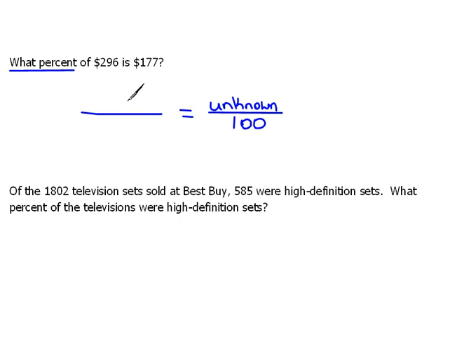Now we have to figure out the part and the whole, or you can think of it as the is and the of. And if you think about it that way, is 177, that is our part, or our is. Of 296, that's our whole, or our of part. So to set up that proportion, it would look like this.